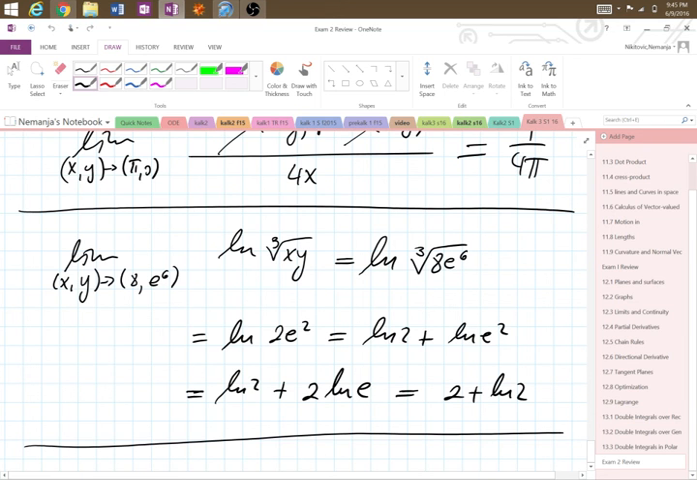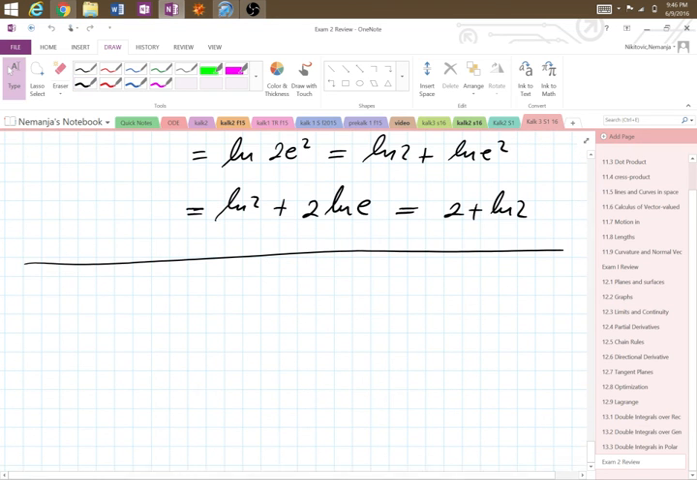Number 27 on page 926. So what was the page? Section 12.6, number 27. Directional derivative. 12.6, problem 27.